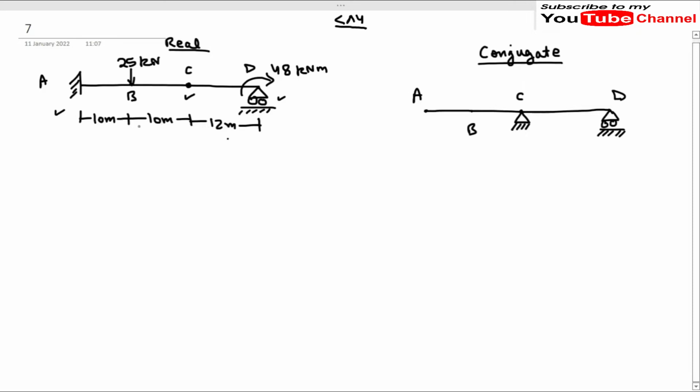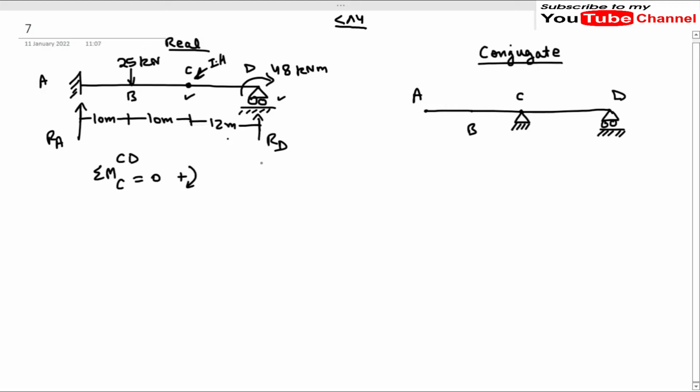To find the bending moment diagram of this real beam, we have to find the support reactions. Let us assume that the reaction at A is RA and the support reaction at D is RD. We will take the moment about C equal to 0. Why moment about C equal to 0? Because at C we have an internal hinge, marked IH. So we take the moment about C equal to 0 for the portion CD.